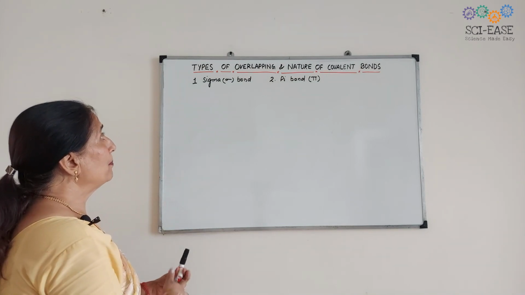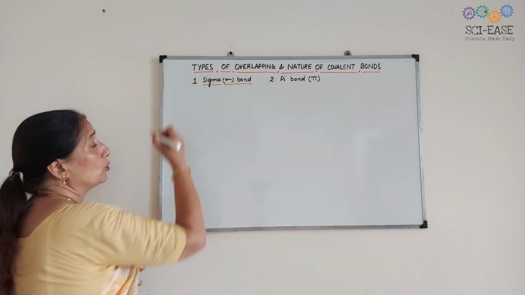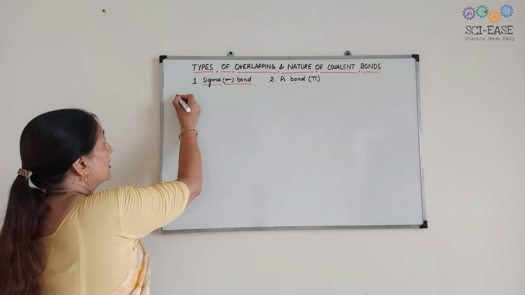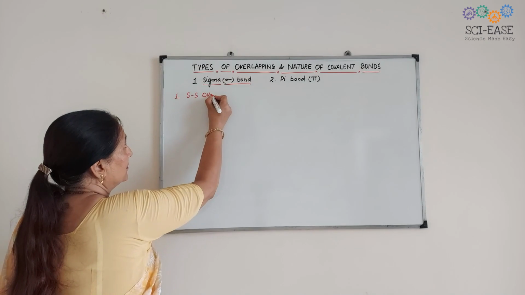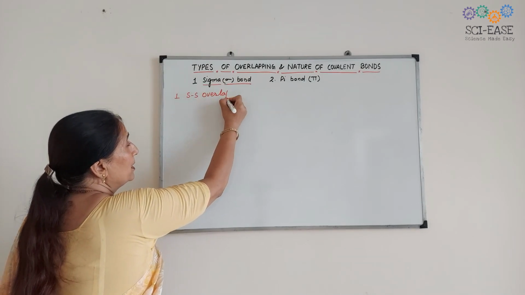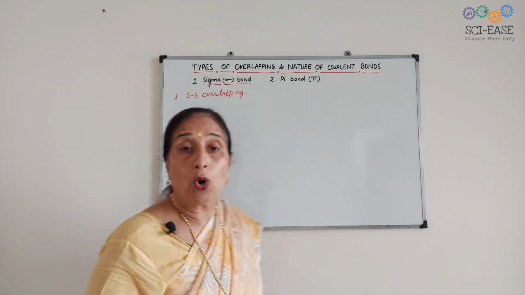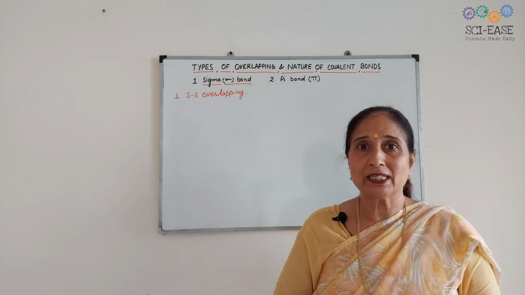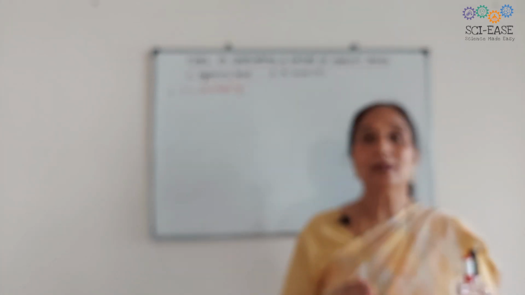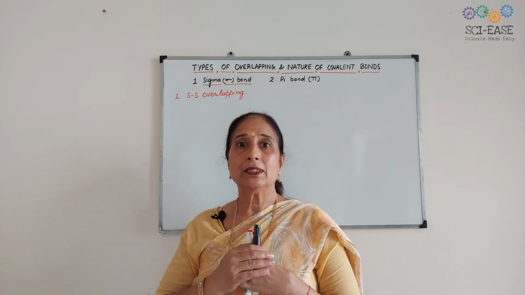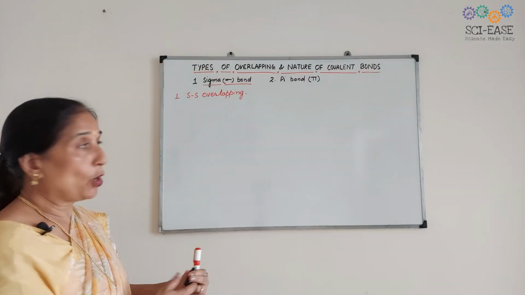So, the sigma bond, first I am taking the sigma bond. Here, three types of overlapping take place. The first one is SS overlapping. So what do you mean by SS overlapping? That is, two s orbitals of two atoms which will be bonded together, they will overlap along the internuclear axis. So I will depict this type of bonding.